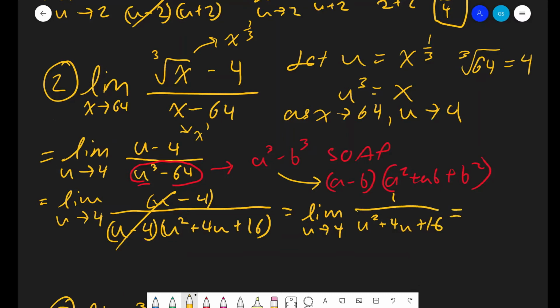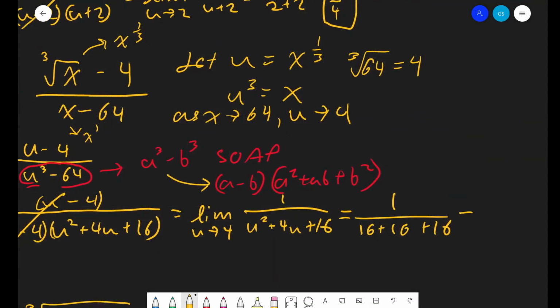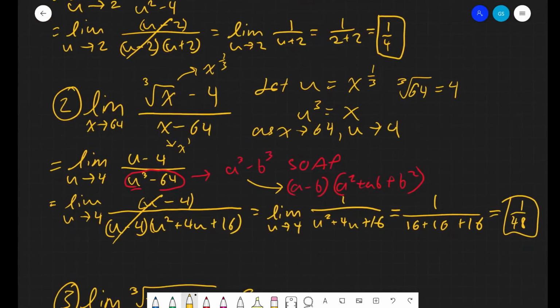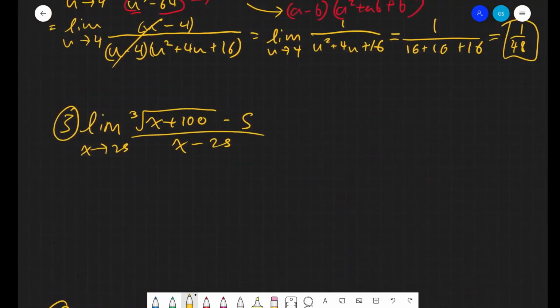Plugging in 4. 4 squared is 16. 4 times 4 is 16 plus 16 all over 1. And this ends up giving us 1 over 48. And we've solved that. So just some basic factoring after plugging in the different variable. Not too bad, hopefully. Let's go to our third example here.